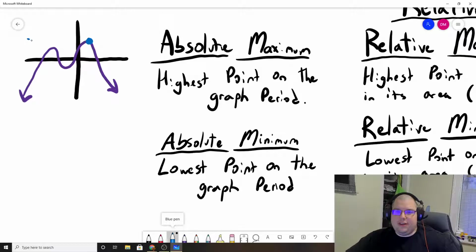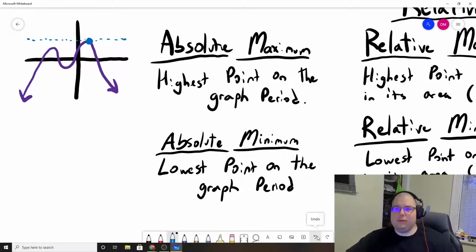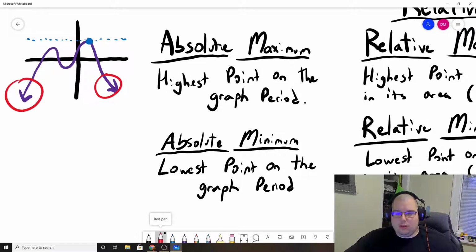Another way I like to figure this out is if you draw a horizontal line through that point, it should be the tallest point and not touch the function again, or none of the rest of the function should lie above that horizontal line somewhere else. So that point that I put in blue would be an example of the absolute maximum. Notice that the outsides, the arms of the function, are pointed downward so that they're not coming back up to interfere with possibly being the absolute maximum.